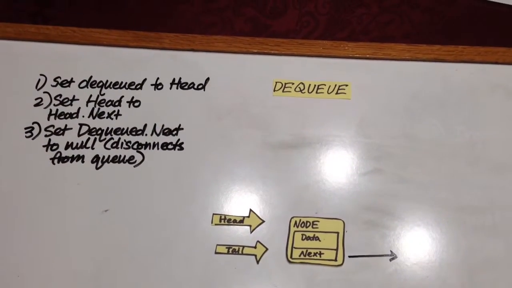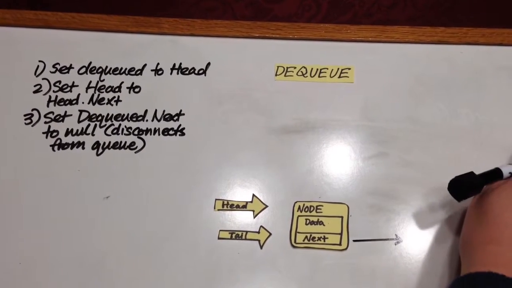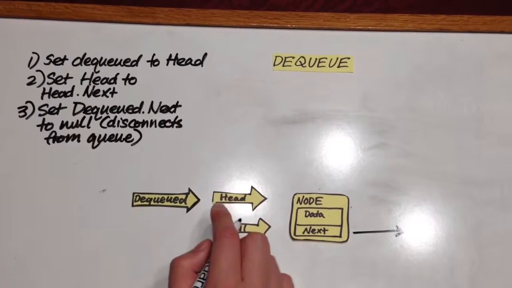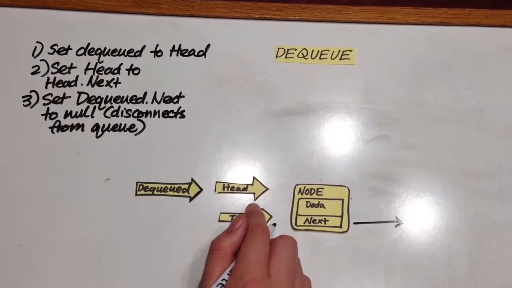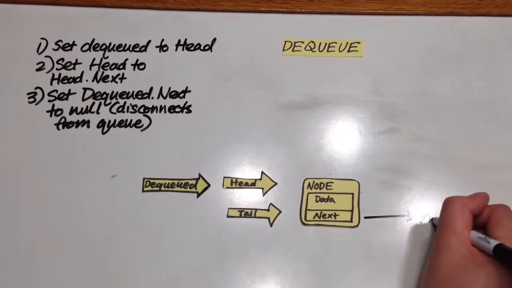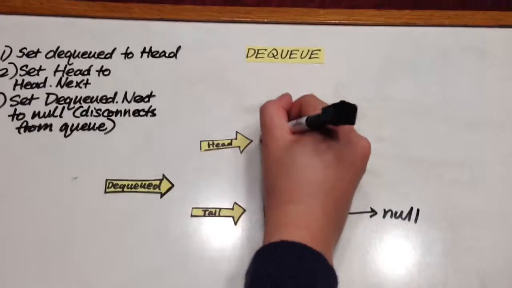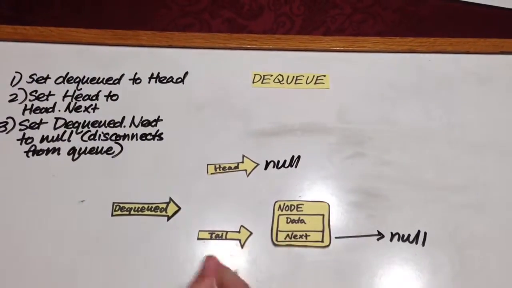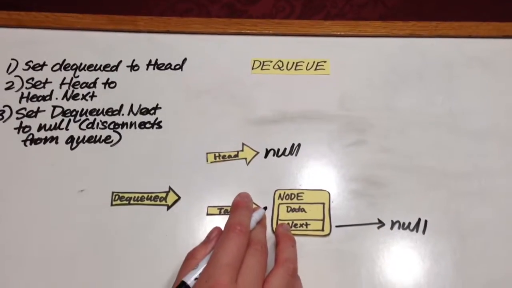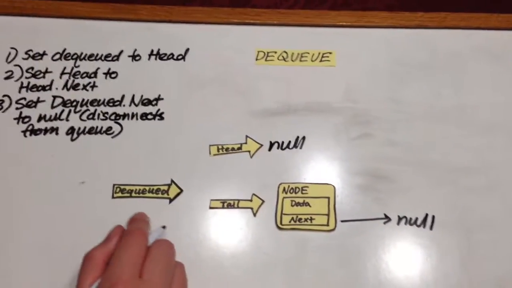Okay, same thing. We would set dequeued to head, so the node we want to remove. We would set head to head.next. Head.next is pointing to null. So head would be pointing to null. And then we set dequeued.next to null. That's no change.